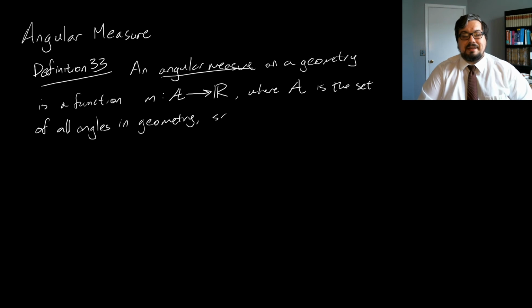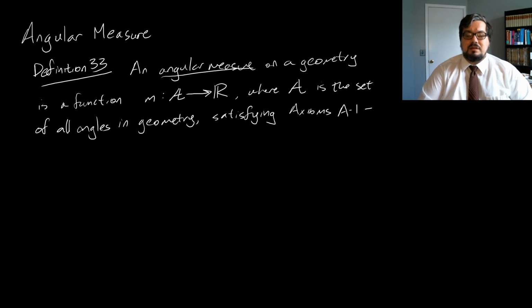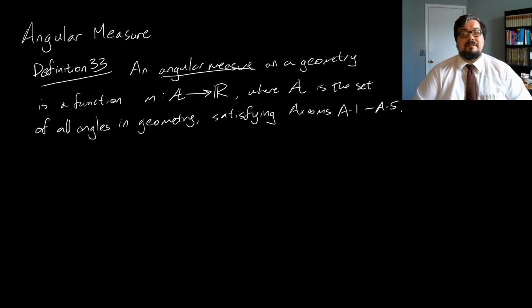And this function has to satisfy 5 axioms. Axioms A1 through A5. A for angle measure. So just like with distance, we have a certain collection of axioms that we want our angular measure to satisfy. There are 5 of them. There are a few things that we need to lock down about how our angle measure is supposed to work.